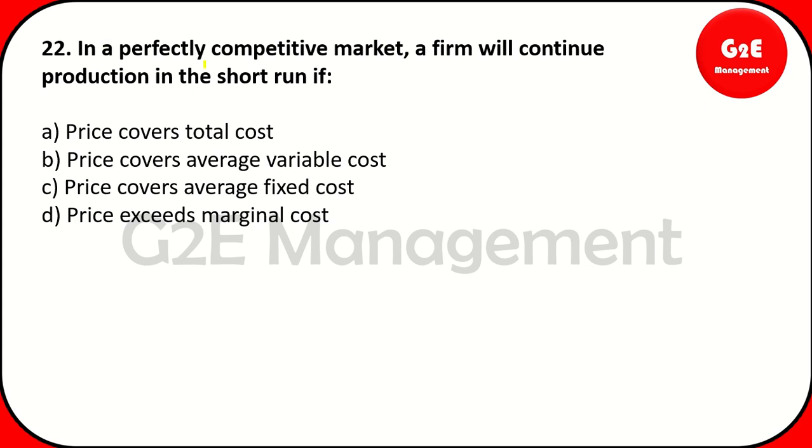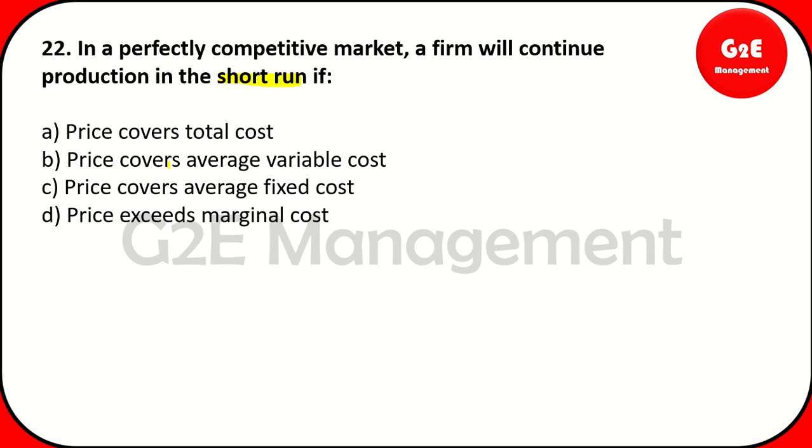Number 22, in a perfectly competitive market, a firm will continue production in the short run. See here, from the wording it has given short run. Sometimes the same question will come and they will ask for the long run. The firm will continue production in the short run if: price covers total cost, price covers average variable cost, price covers average fixed cost, price exceeds marginal cost.